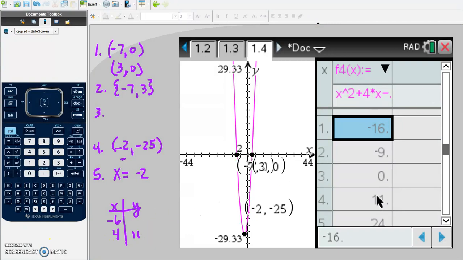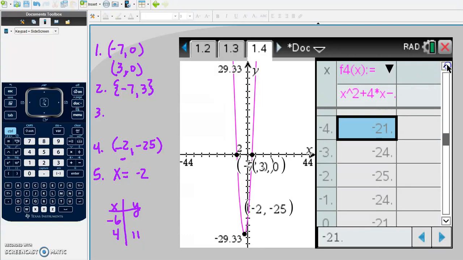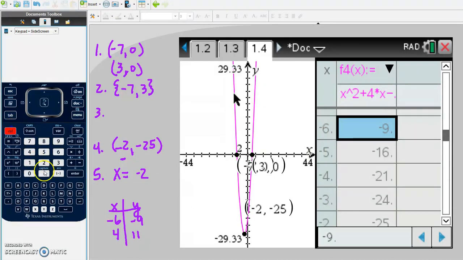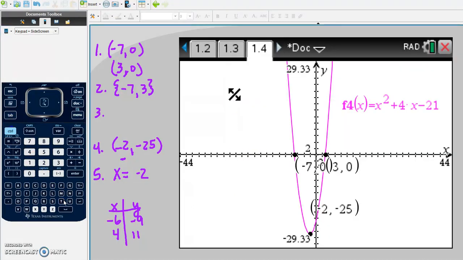And then I need to move this up until I get to -6. There we go. For -6, my y would be -9. So let me write that. And then the last thing I need to do is find the factors. So again, I'm going to do Control T to get rid of my table.